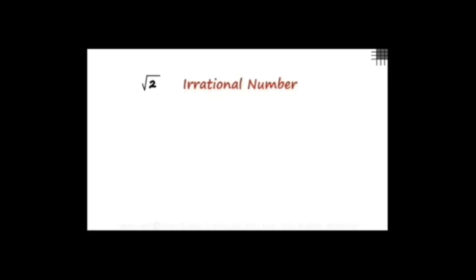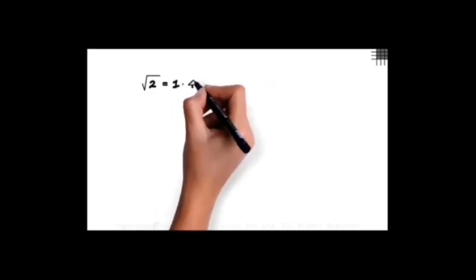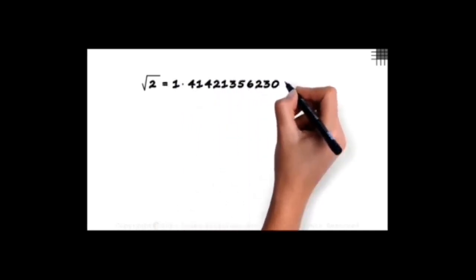We know root 2 is an irrational number. If we find out its value, it will be 1.4142356230951 and so on. This value is non-terminating and never ending. Also, no digit is repeating. Therefore, it is a non-recurring decimal. These kinds of numbers are called irrational numbers.